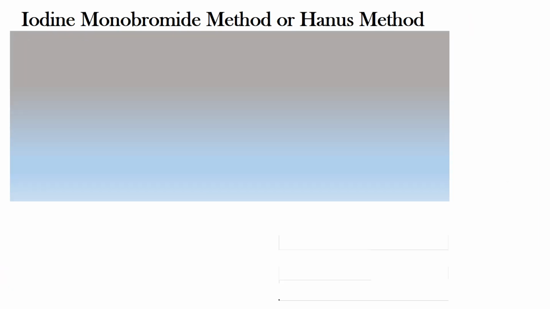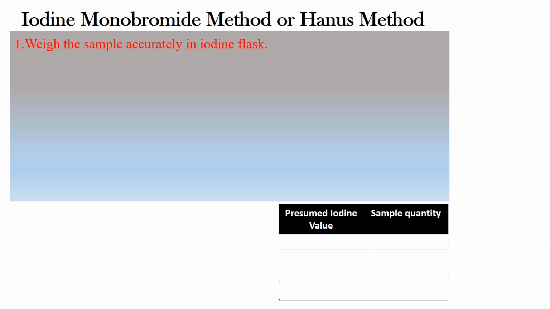Iodine monobromide method, which is also called the Hanus method. Here again, weigh the sample accurately in an iodine flask. Here also the weight of sample depends upon the presumed iodine value. If the presumed iodine value of the sample is more than 100, then the quantity of sample required is 100 to 150 mg. If it is less than 100, that is between 61 to 100, then the quantity of sample required is 150 to 250 mg.